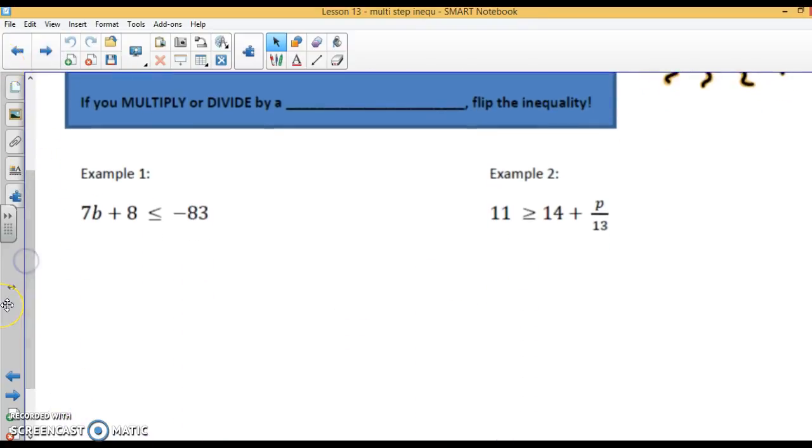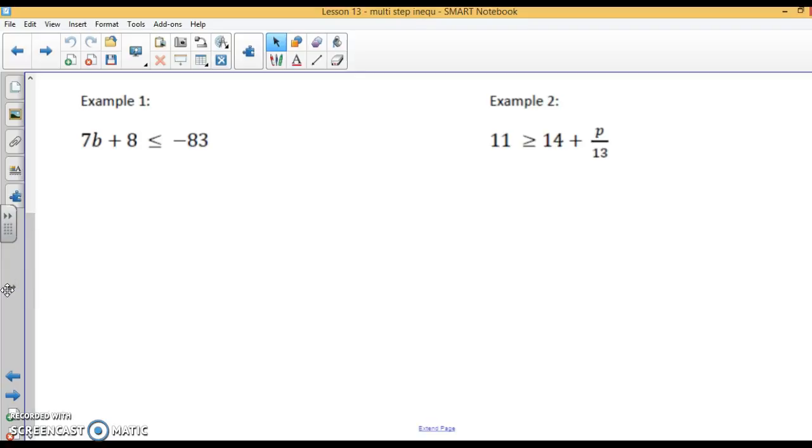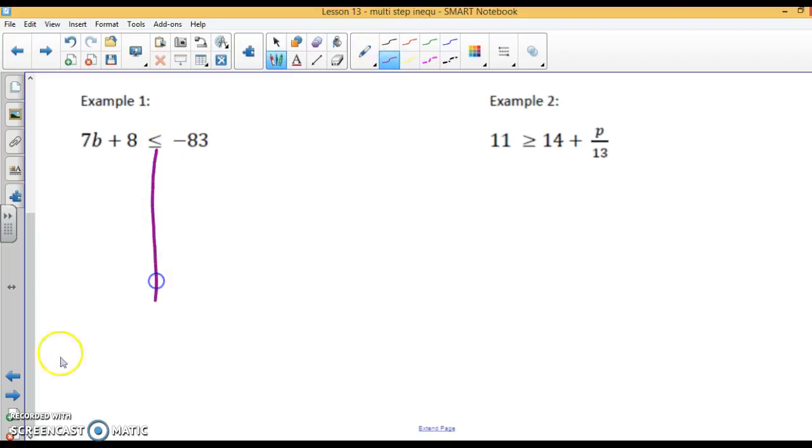Now, let's remember, solving inequalities is just like solving equations, except if you multiply or divide both sides by a negative, you need to switch the inequality. And make sure at the very end, before you try to graph your solution, you put the variable on the left. So let's take a look at some examples.